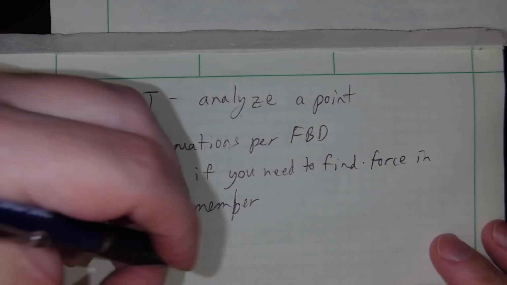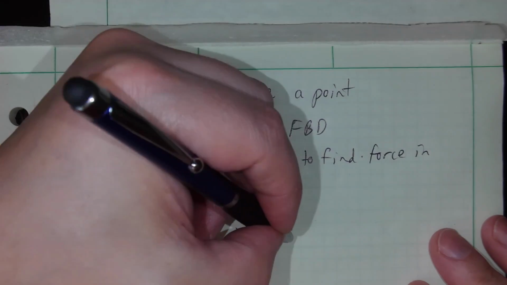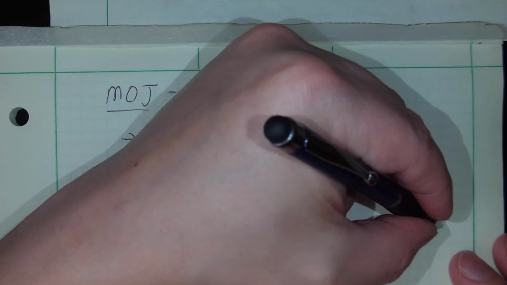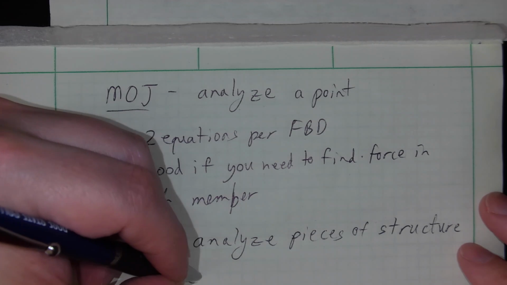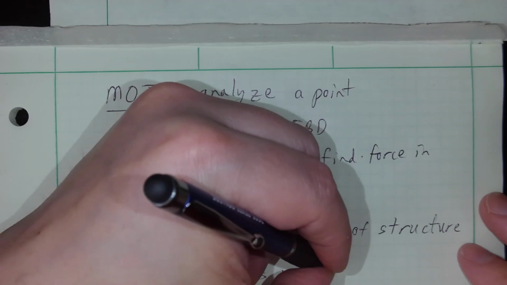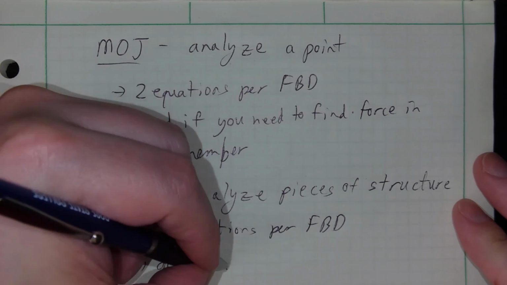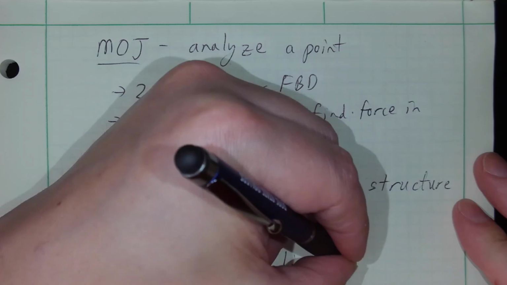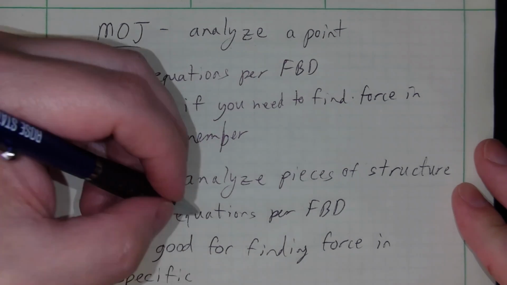Method of sections allows you to analyze pieces of the structure. It will allow you up to 3 equations per free body diagram. This method is good for finding force in specific members.